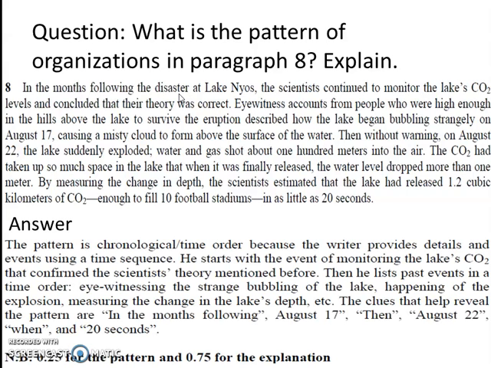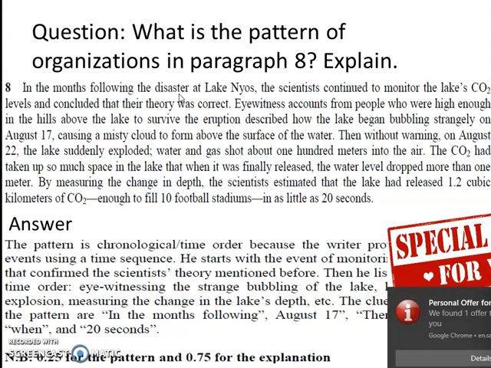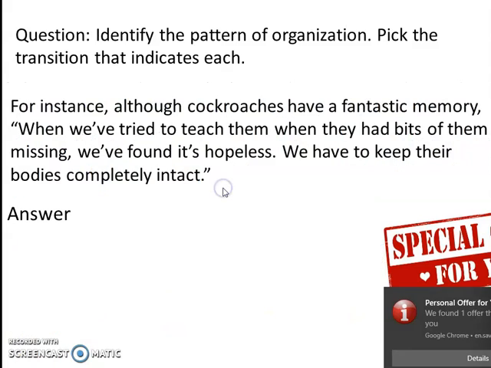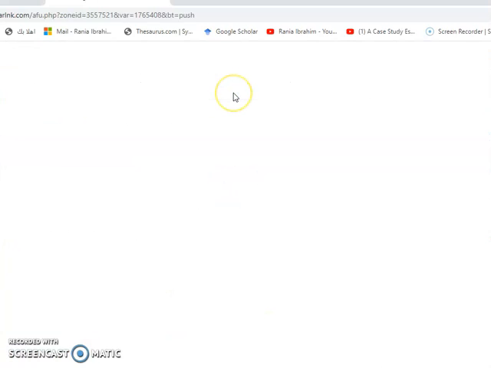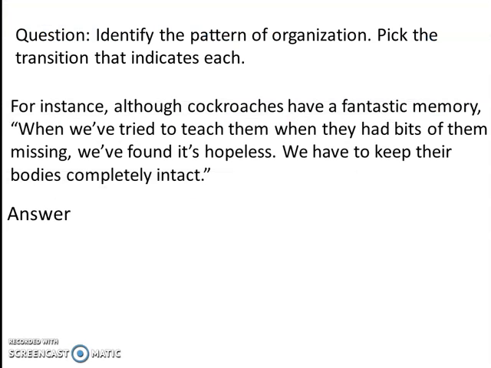How did we know that? Because he's providing details using a time sequence. He starts with the events in a specific date, and then he started moving according to the sequence of events. That's the justification. So it's not enough to mention that it's chronological order. We have to specify also why we chose the following pattern. Let's take a look here. Another pattern of organization. Just one second.